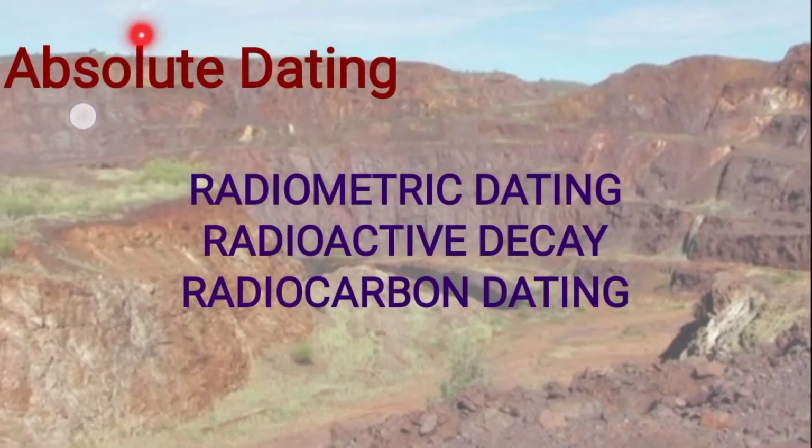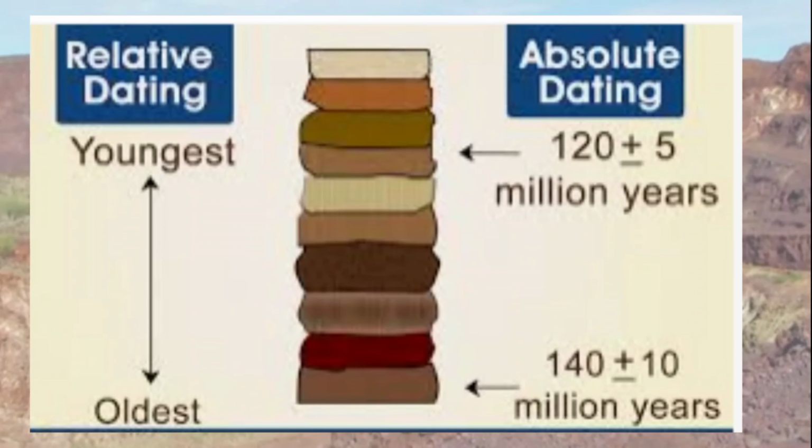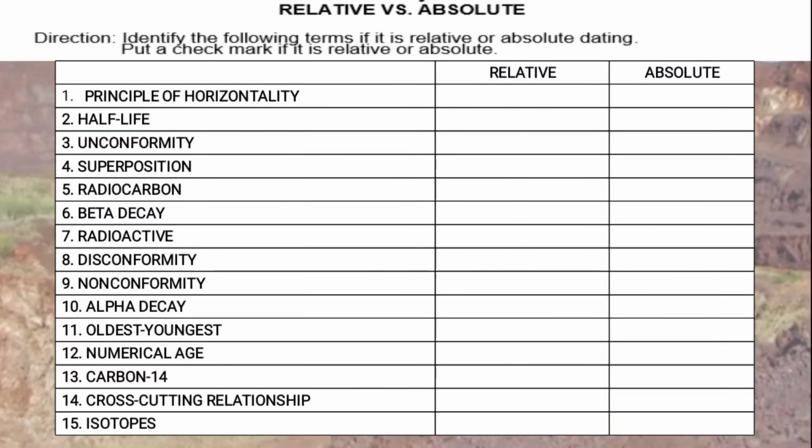So that is all about the absolute dating. In absolute dating, we have radiometric dating, radioactive decay, and radiocarbon dating. So we already attain the most essential learning competencies in this discussion. I hope you learn a lot. So let us go now to our activity.